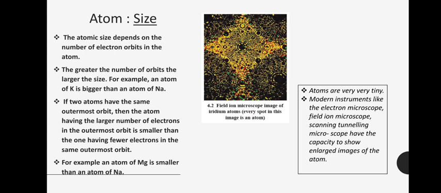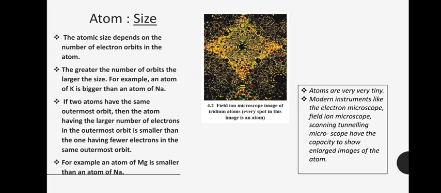but magnesium has more electrons in the orbit than sodium. Sodium has only one, magnesium will have two in the outermost orbit. So the atom which has the larger number of electrons, that is magnesium here, right, will be smaller than the sodium. So magnesium will have a smaller atomic radius than sodium. So it is clear that the atom of magnesium will be smaller than that of the atom of sodium.